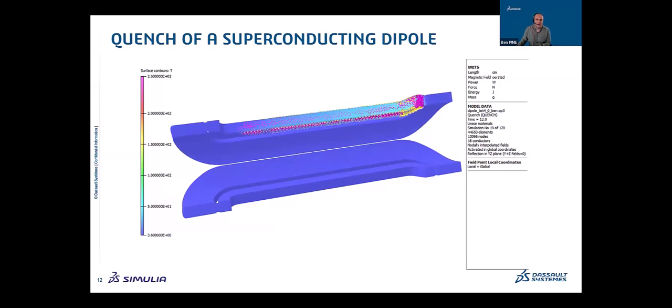So it's vital that you handle the heat load and the current loss as the current moves out of the resistive area of the magnet.